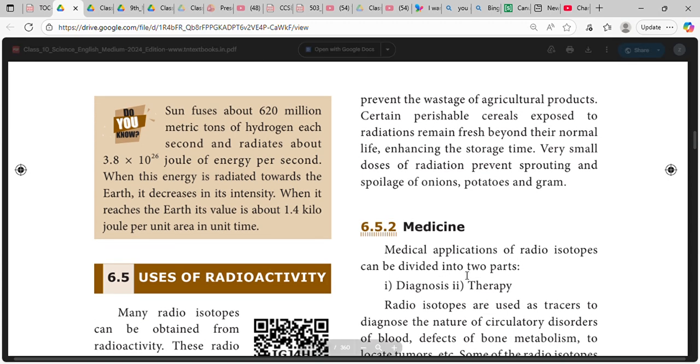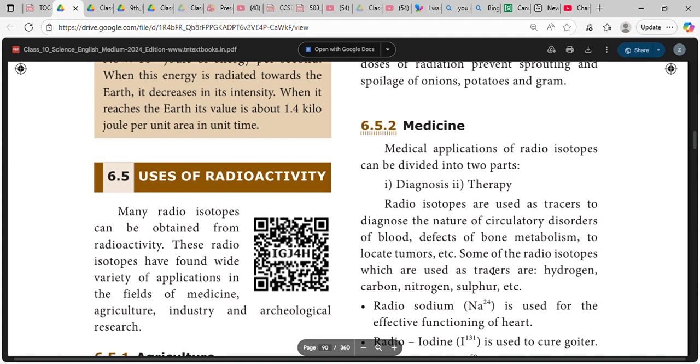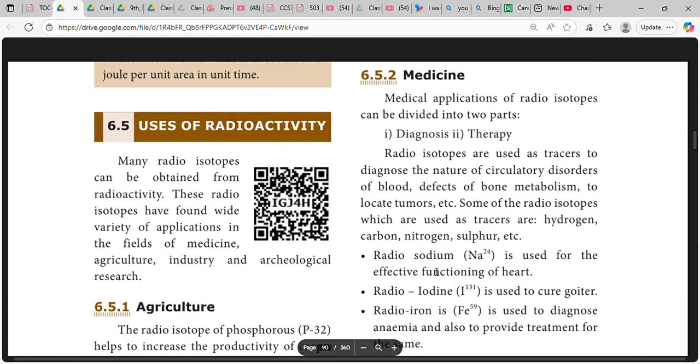Medical applications of radioisotopes can be divided into two parts: diagnosis and therapy. The radioisotopes are used as tracers to diagnose the nature of circulatory disorders of blood, defects of bone metabolism, to locate tumors, etc. Some of the radioisotopes which are used as tracers are hydrogen, carbon, nitrogen, sulfur, etc.